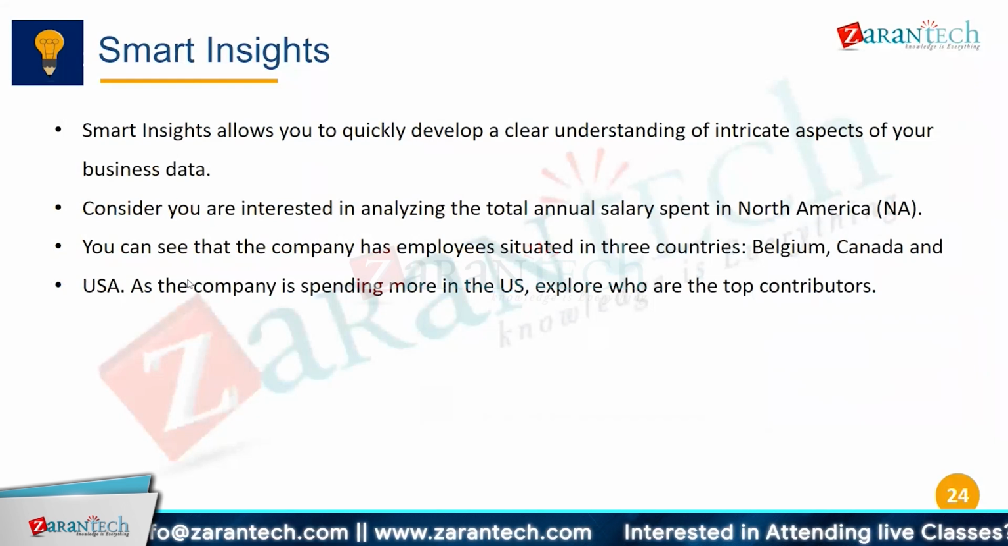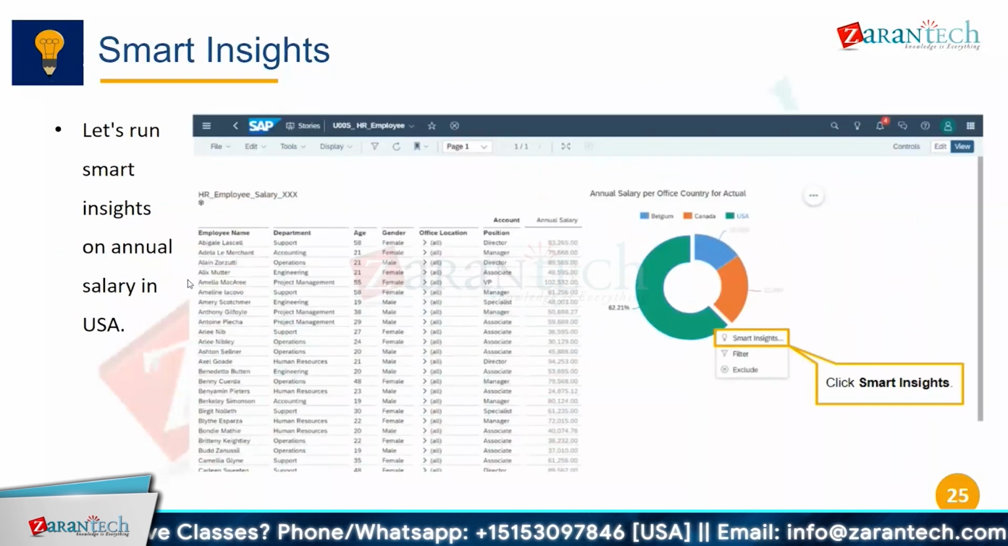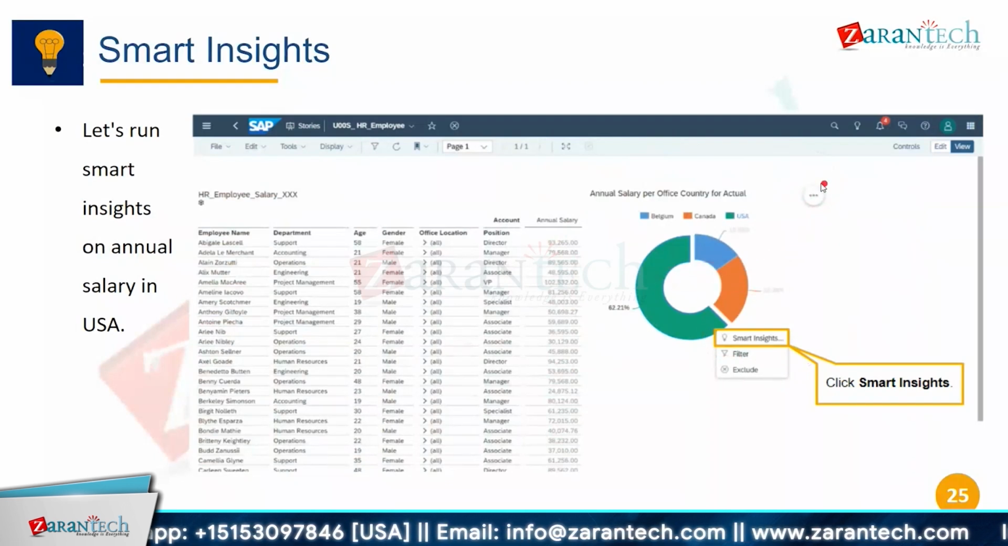You can also consider, if you're interested in analyzing the total salary spent in North America, you can also see the company where it is situated, and you can see how much spending is happening with respect to the US, and why the US is the top contributor in North America. Such textual analytics you can readily get with smart insights. This is how you enable smart insights: you have a chart, and when you select any data point or the chart, in the context menu, the three dots here, you will get an option like smart insights. When you click on this, you will be able to see the textual information shown.